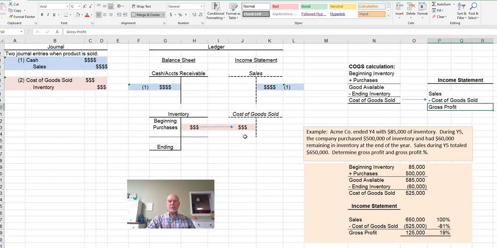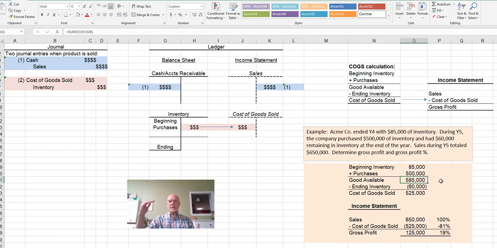Let's look at a quick example of that. Suppose Acme Company ended year 4 with $85,000. So we're starting year 5 with a beginning inventory of $85,000. During the year, we purchased $500,000 of inventory. That gave us a total goods available of $585, beginning inventory plus purchases.